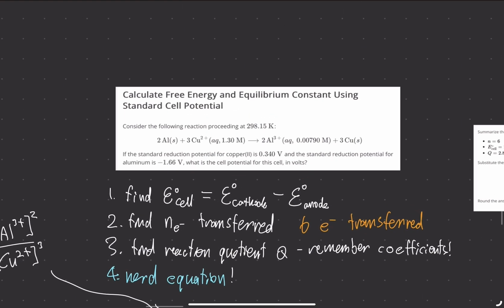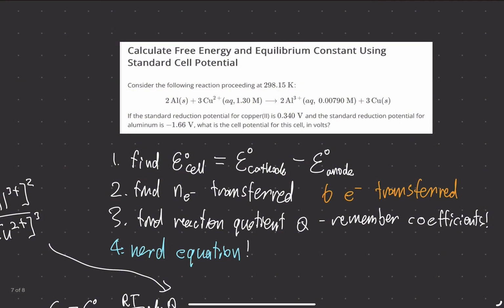So let's see the question. Consider the following reaction proceeding at 298.15 K. So that's the temperature. So you have this thing and this thing becoming this and this. If the standard reduction potential for copper 2+, just this thing here, is 0.340 volts, and the standard reduction potential for aluminum is negative 1.66 volts. What is the cell potential for the cell in volts? So the first step here, you're given the temperature, the volts of the two standard reduction potentials, and this whole equation.